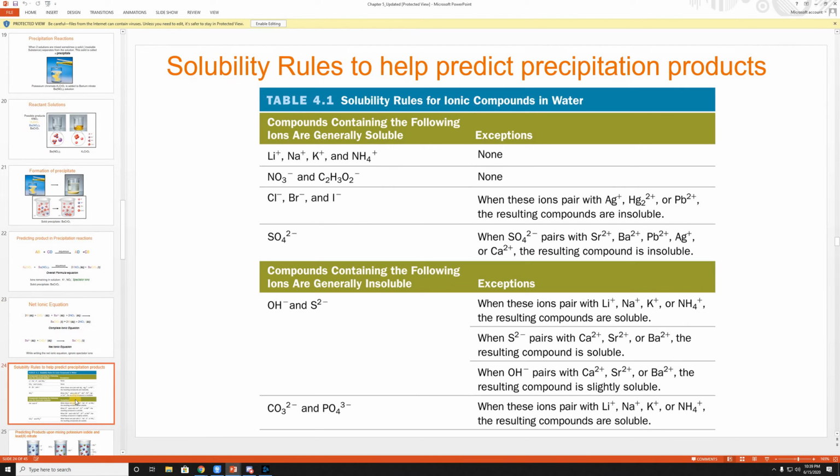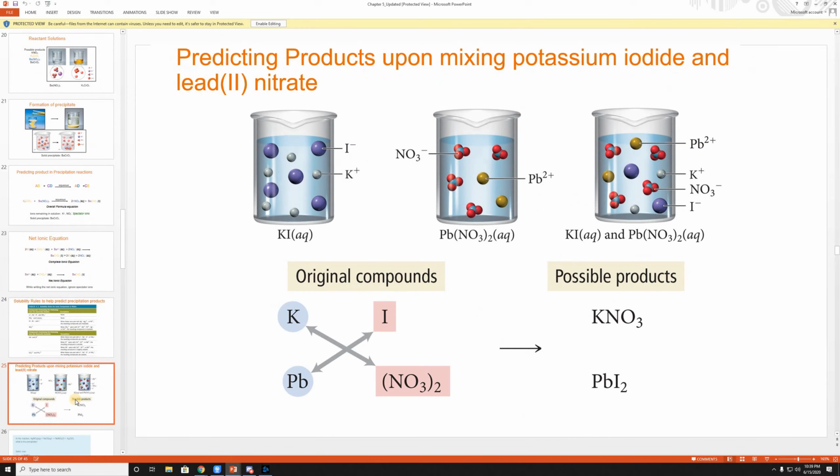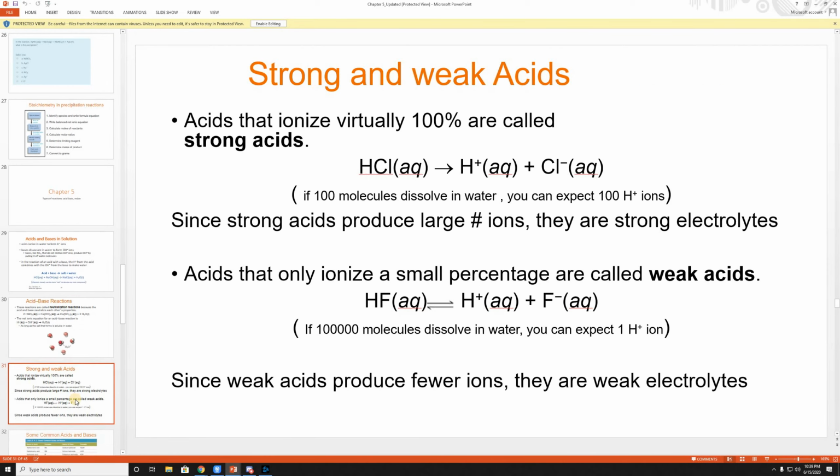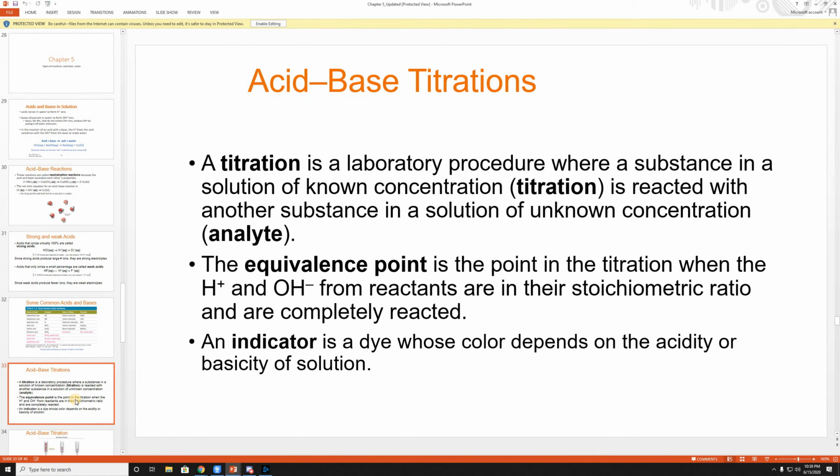This list is just the same thing reiterated about the solubility rules. Just know them to the best of your ability. Here's more precipitation reactions. Acid-base, strong acid, strong base. Titrations, know the definition of a titration.